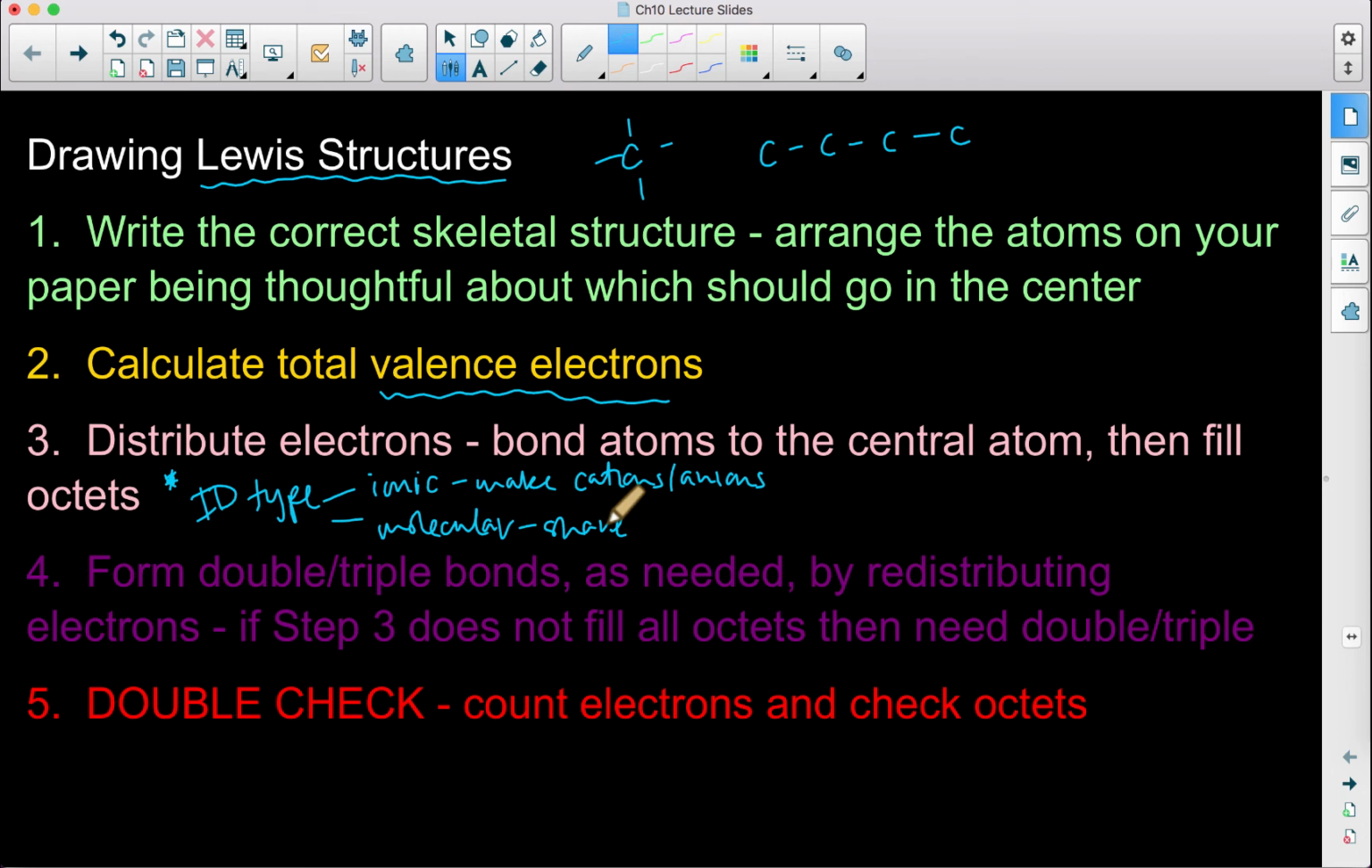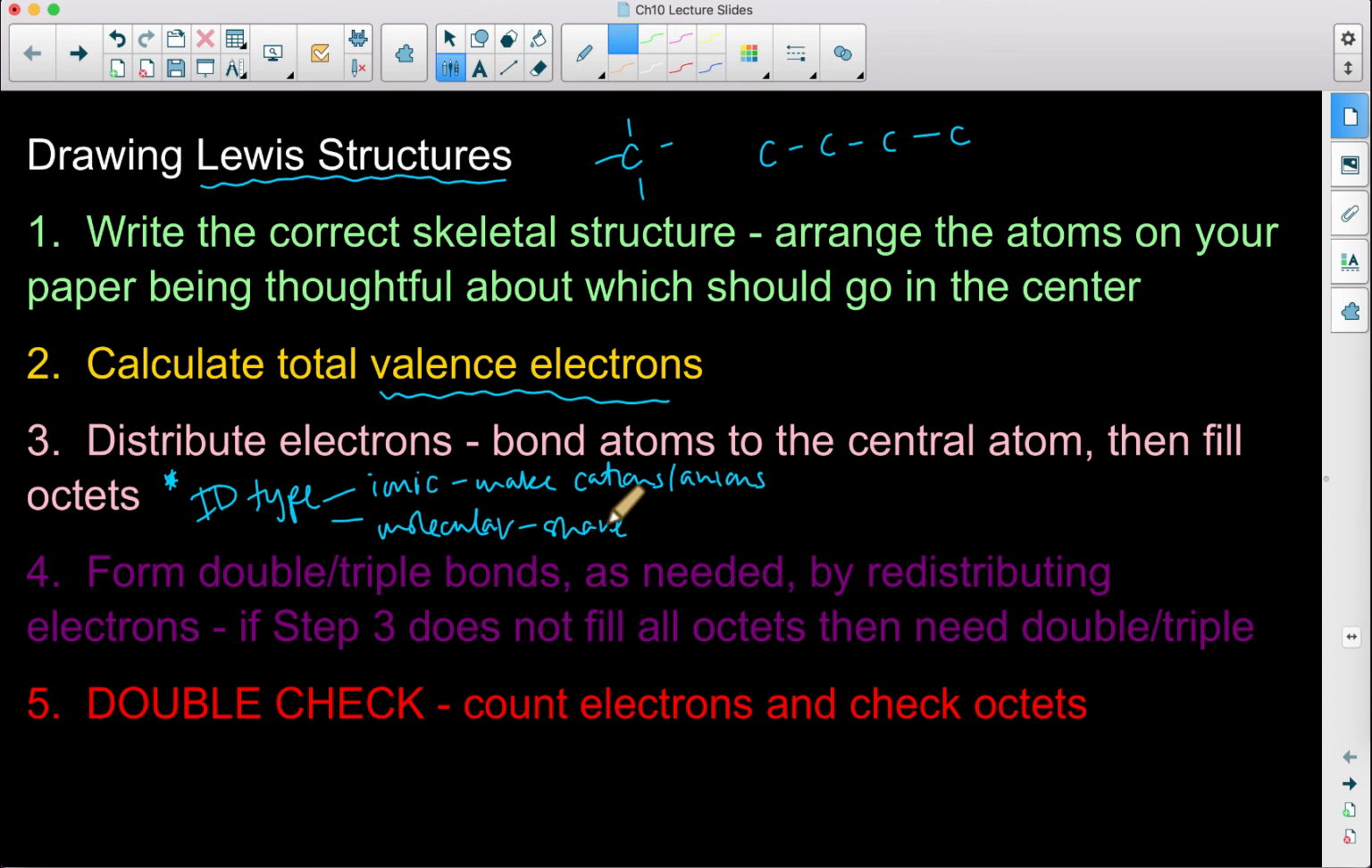All right, next rule says that we're going to form double or triple bonds as needed by redistributing electrons. So step 4 only comes into play if step 3 doesn't work. If we distribute all of our electrons and it turns out we can't fill octets, then we know something else has to happen, and that's we're going to form double or triple bonds.